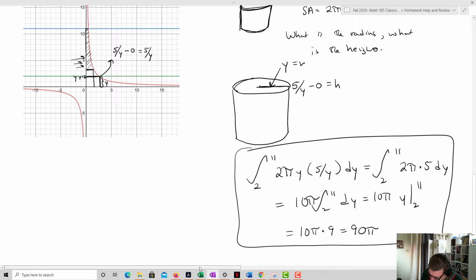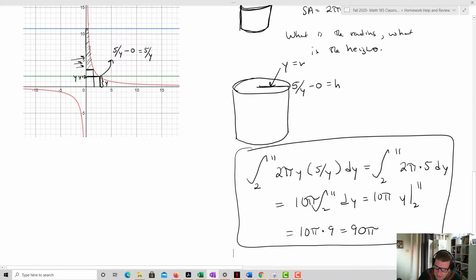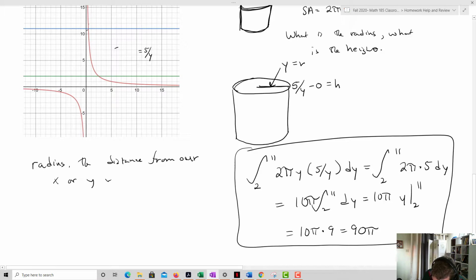So just to review, when we're thinking about things in terms of shells, we have to think in terms of radii and also in terms of height. Depending upon which axis you're rotating around, your height changes and your radius changes. But basically, to summarize, the radius is the distance from our starting x or y value, depending upon which one you're rotating around, to the axis of rotation.